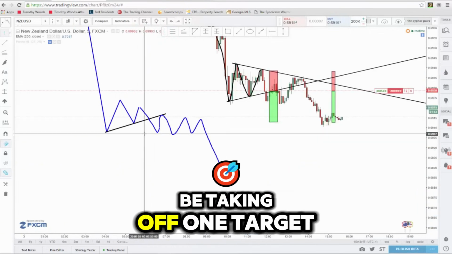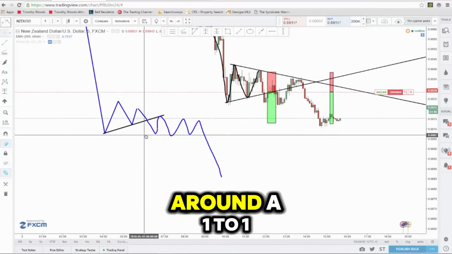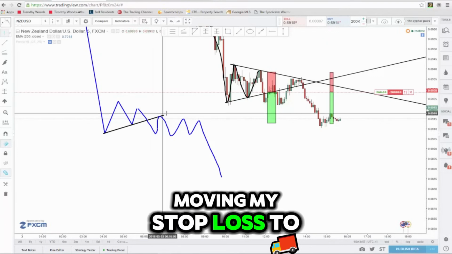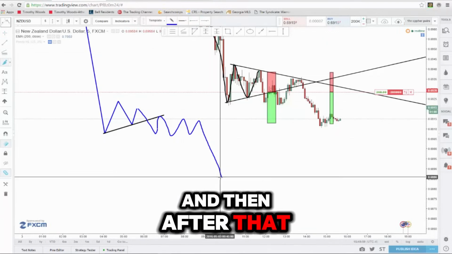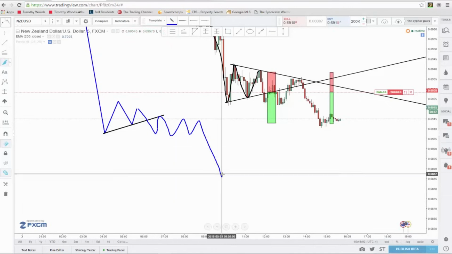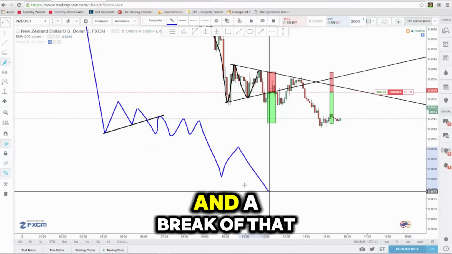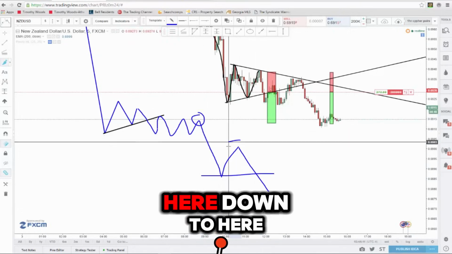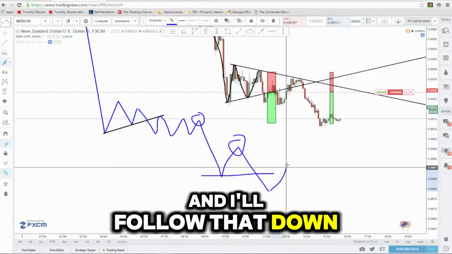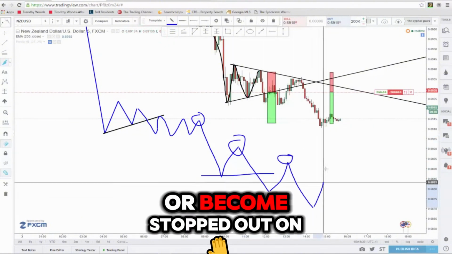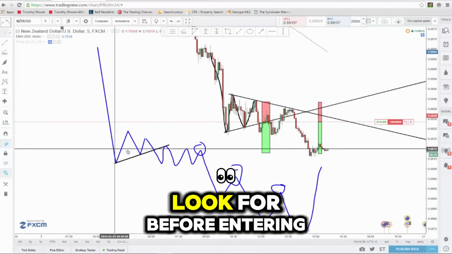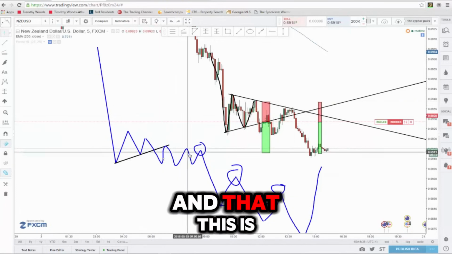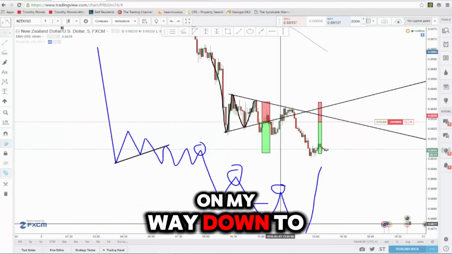And of course I'll be taking off one target, one position, at somewhere around a 1-to-1 just to ensure that I make profit on the trade, and at that point moving my stop loss to break even. And then after that I'll be waiting on a lower low followed by a lower high and a break of that previous low in order to move my stop loss from here down to here, and I'll follow that down until I've either hit my second target or become stopped out on trail stops. So that's what I would look for before entering the trade, and exactly what I looked for before entering this trade, and this is how I'll be managing this trade on my way down to second targets.